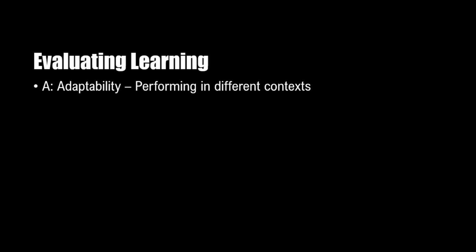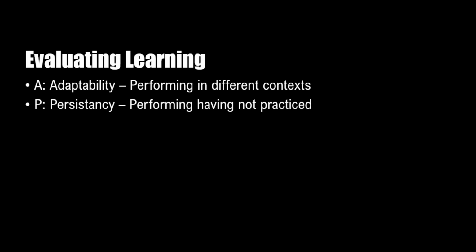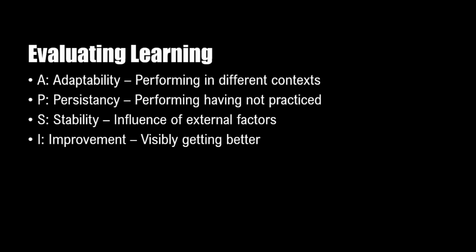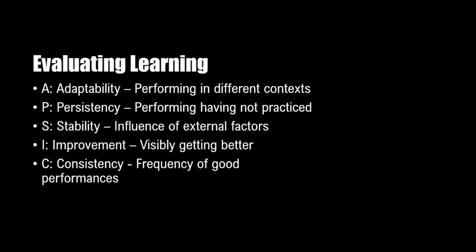A stands for adaptability, which is whether the learner can perform the skill in a number of varying game scenarios. P stands for persistency, which is whether the learner can perform the skill after being away from practice for a while. S stands for stability, which is whether external factors inhibit the performance of the skill. I stands for improvement, is the learner generally getting better at the skill in the instructor's opinion. And C stands for consistency, how often can the learner sustain successful performances of the skill.